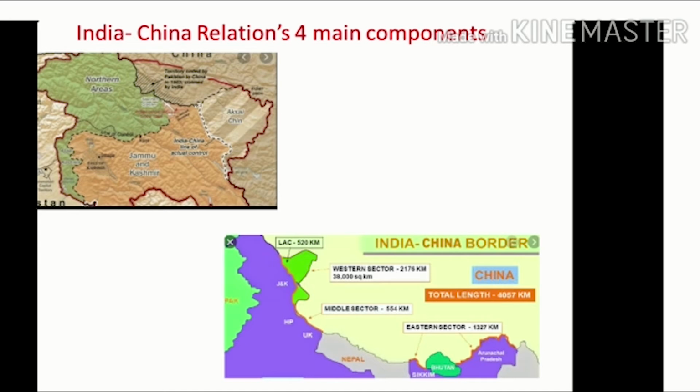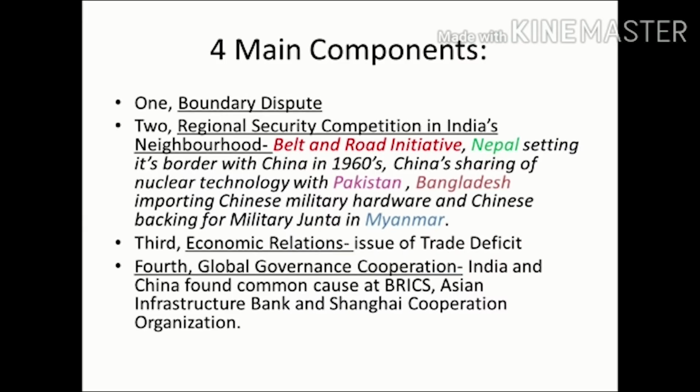In this slide, we can observe two images. The first one depicts China occupied Aksai Chin, and the second one explains India China border, which is further divided into the Line of Actual Control, Western Sector, Middle Sector, and Eastern Sector, along with the respective length of the border. We now talk about four main components in India China relationship.